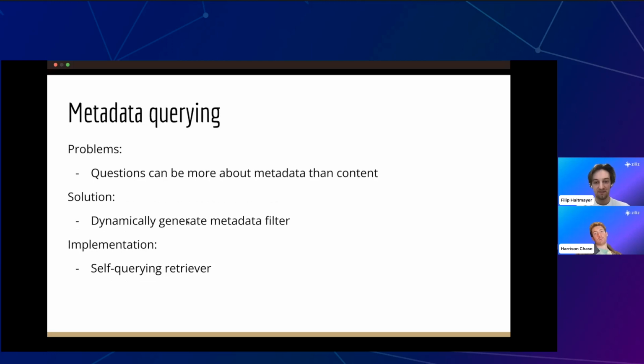This is a cool one that we've added recently. Basically, sometimes questions can be more about metadata than content. An example of this is if you have a user question like, what's a movie about aliens in the year 1980? Embeddings are really good at capturing semantic meaning of things. They create this dense representation of text.